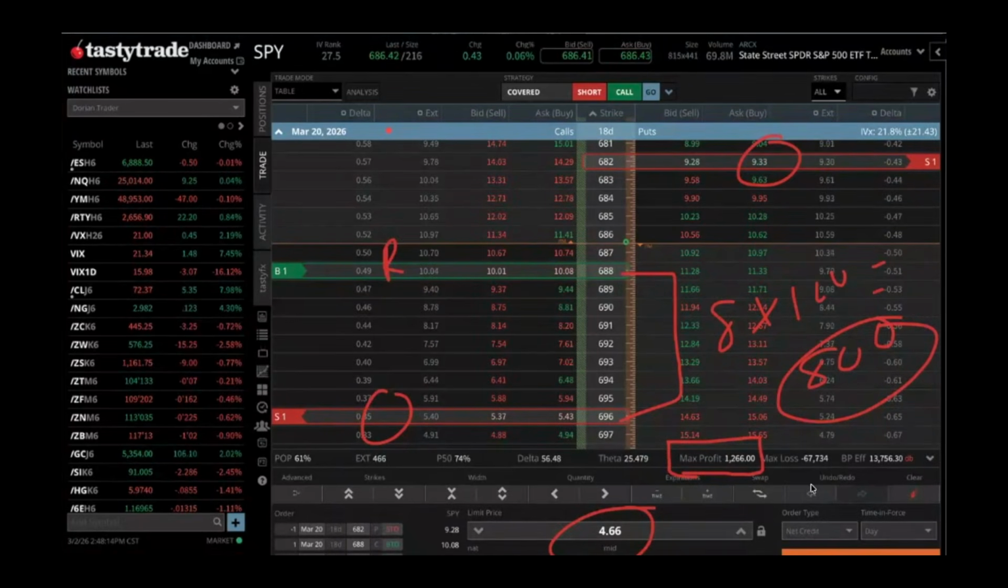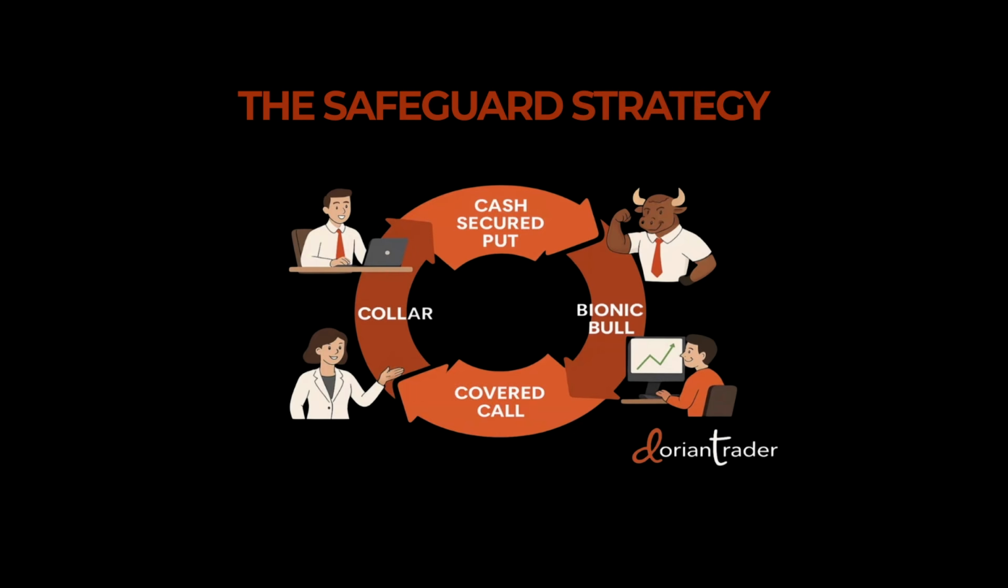So these are all the kinds of strategies that we have at Dorian Trader with the safeguard strategy. We take basic strategies and put them together. You have the cash secured put, you have the covered call, you have the collar, and you have the bionic bull to make up these basic strategies. And once you understand these, you'll be able to understand all the different deviations and exotic things people come up with. Because once again, you guys, it's just a deviation from the basic strategy. So it's important that you master that third pillar, the basics of options.